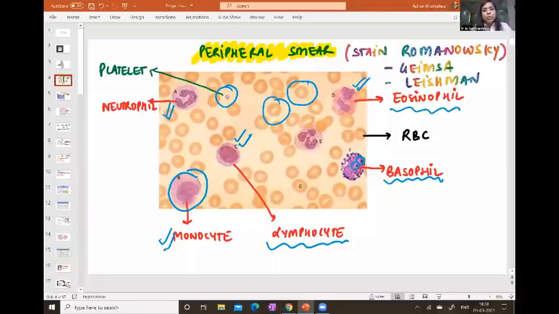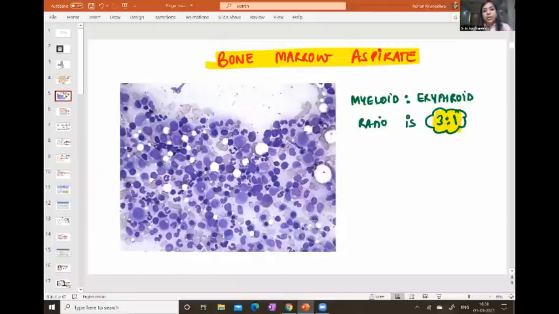Now I know you know the basic thing of how to identify a peripheral smear. Let's go on to the next image. This image shows a bone marrow aspirate, right? This is a normal bone marrow aspirate. I don't think at your level you will be given a lot of bone marrow aspirates to diagnose, because that's a little tough. That's a PG level thing. But as a student, you should know how a normal bone marrow aspirate looks.